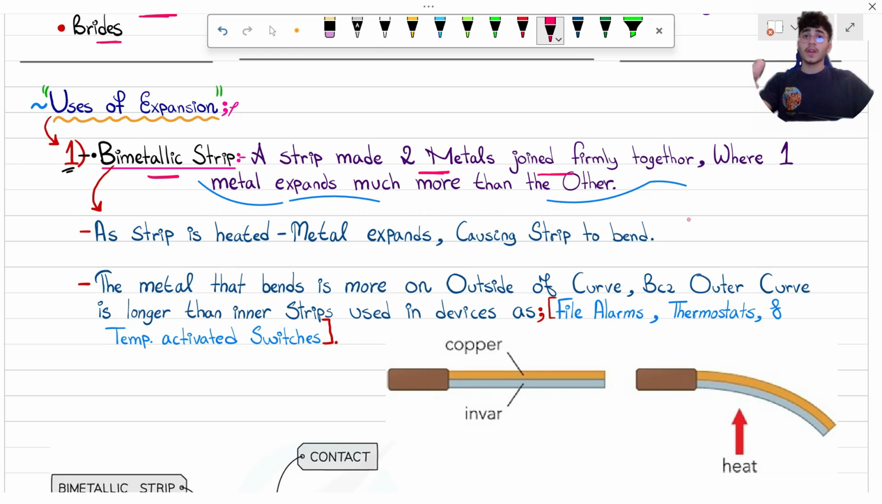It's used in devices like fire alarms, thermostats, and temperature activated switches. Usually in automated or automatic switches, these are used. Whenever we need to turn on or off a switch, we usually apply heat to it, or there's a heat supplier that's already connected to the bimetallic strip, and that heat supplier supplies heat to the bimetallic strip automatically, and the bimetallic strip bends to switch on and off the switch.